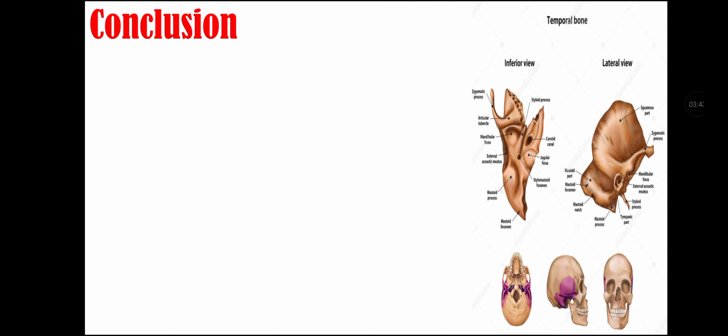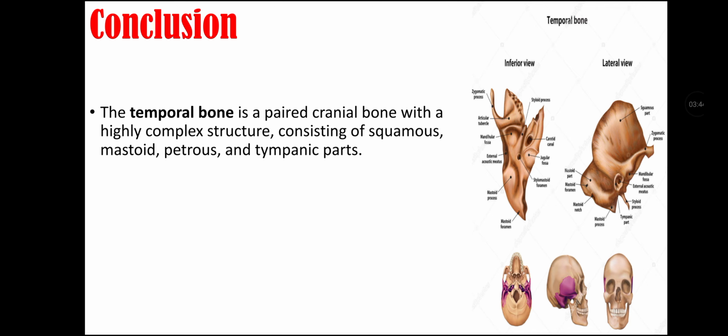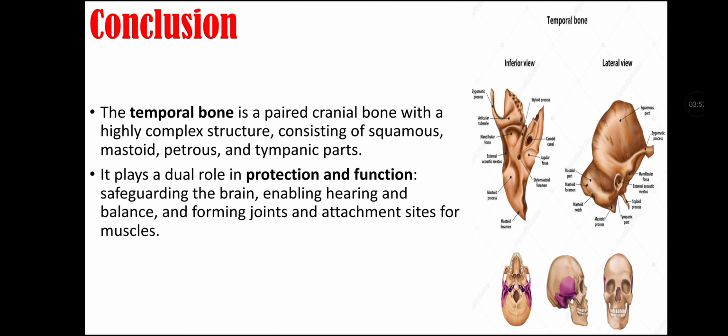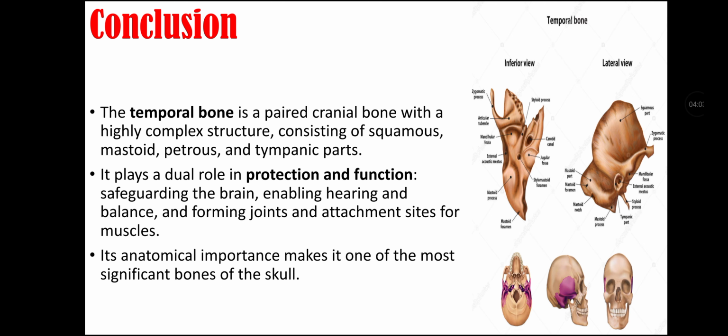Conclusion of this lecture video. Temporal bone is a paired cranial bone with a highly complex structure consisting of squamous part, mastoid part, petrous part, and tympanic part. It plays a dual role in protection and function, thus safeguarding the brain, enabling hearing and balance, and forming joints and attachment sites for the muscles. Its anatomical importance makes it one of the most significant bones of the skull.